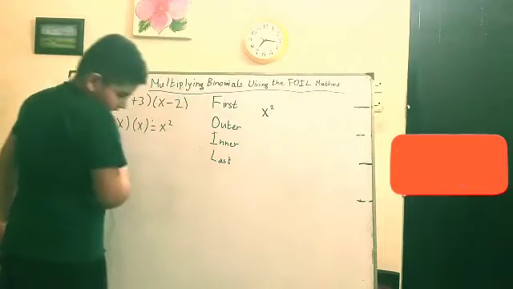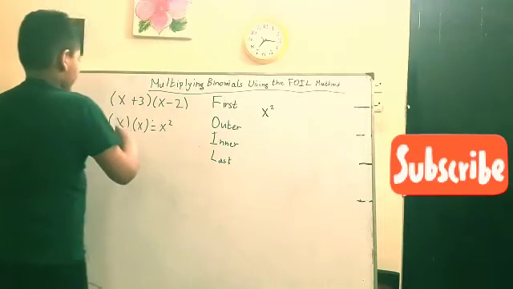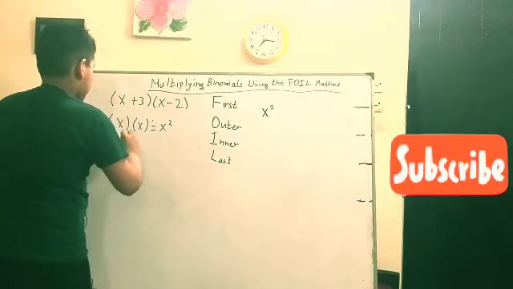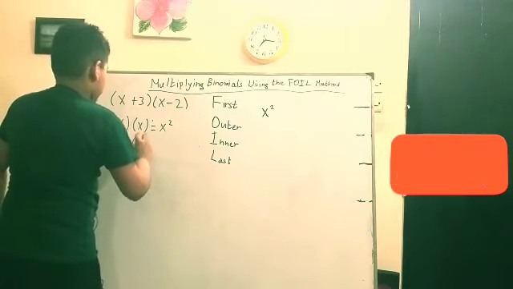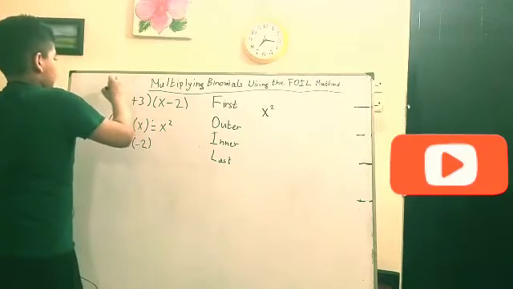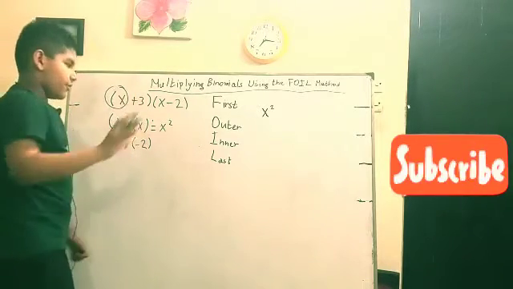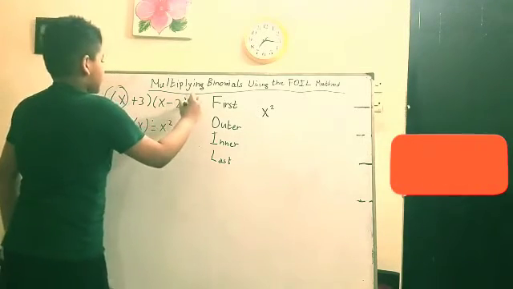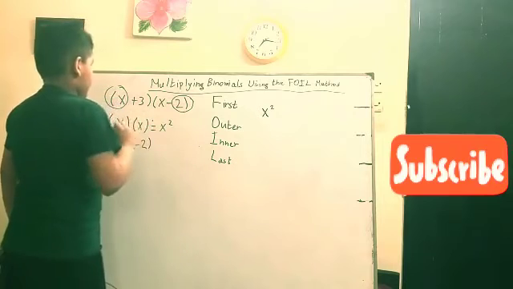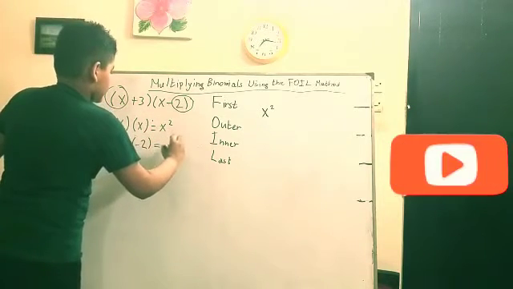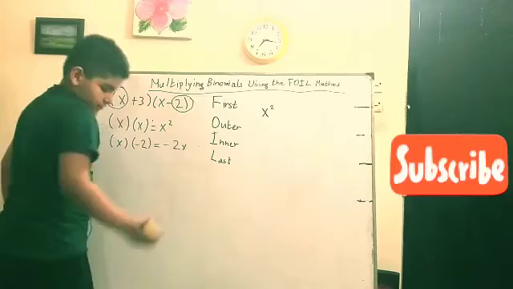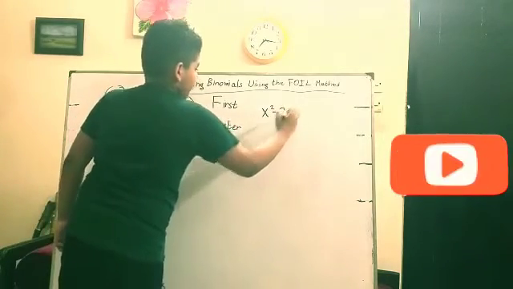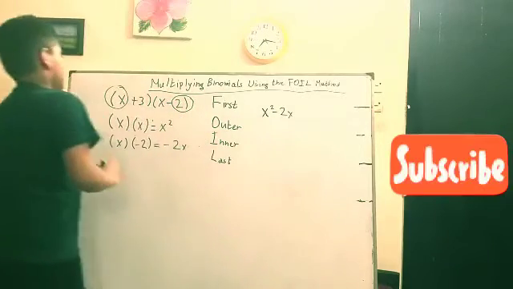Now outer means the two outer ones. That means we have to use this: x times -2, because these are the outer ones of the entire set. So if you heard a noise, there's a truck or something outside. These are the outer parts. So these together will be -2x. Let me note this down here. We're starting to make a polynomial.